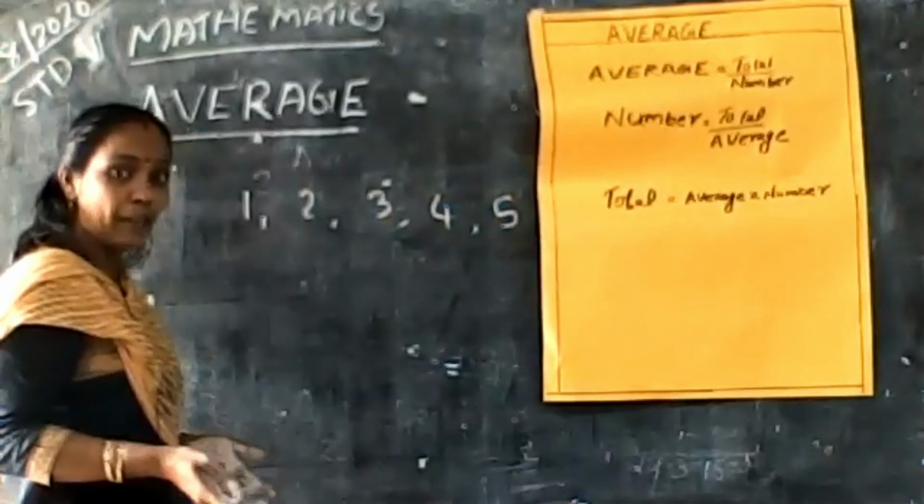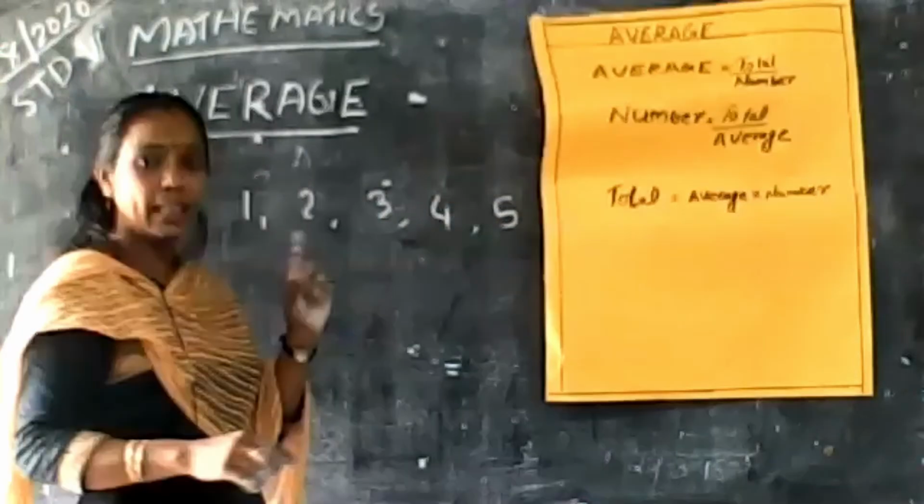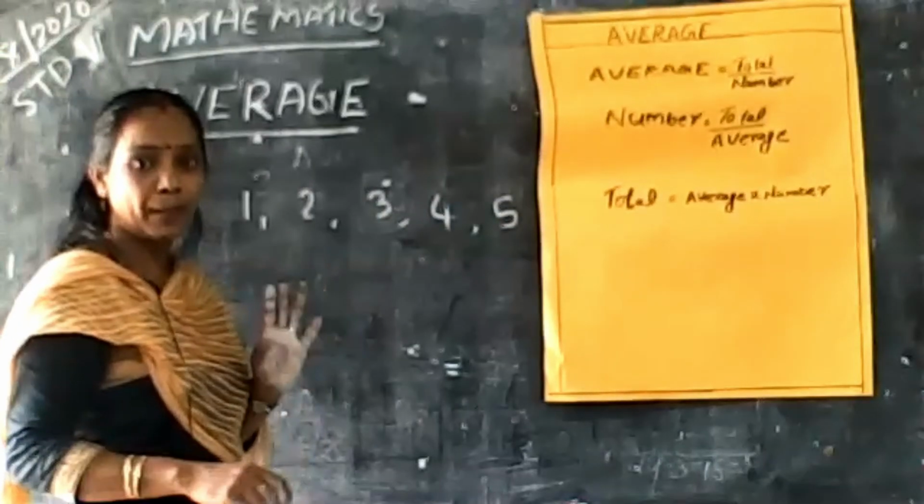What is the average of the first 5 natural numbers? That is the question. Find out the average. Average is equal to total by number. Find out the total.